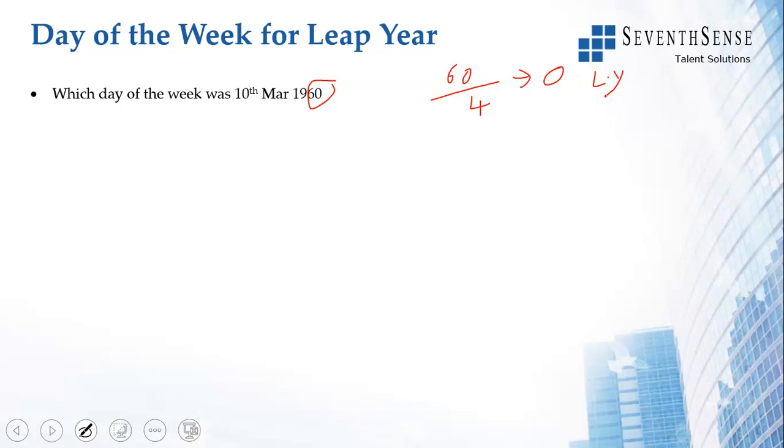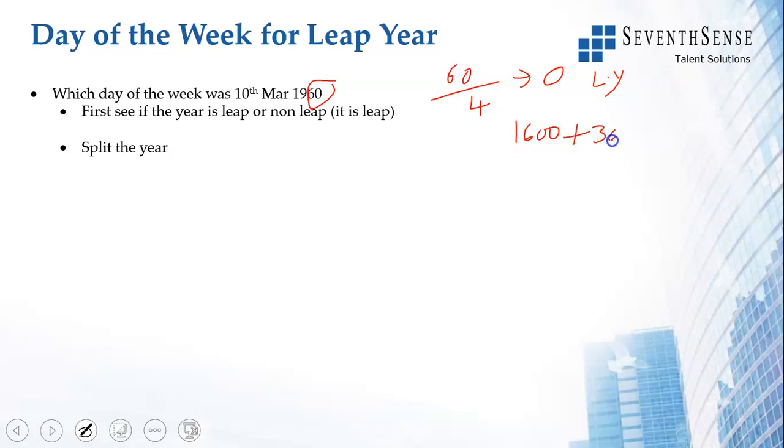Now, how do we go ahead? We split the year 1960. How do we split it? Do we split it as 1900 plus? No, we split it as 1600 plus 300. That makes it 1900 plus 59. So 1959 will be complete, plus 1st January to 10th March. You have to add all of this.